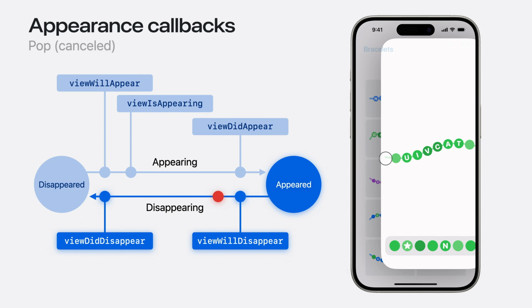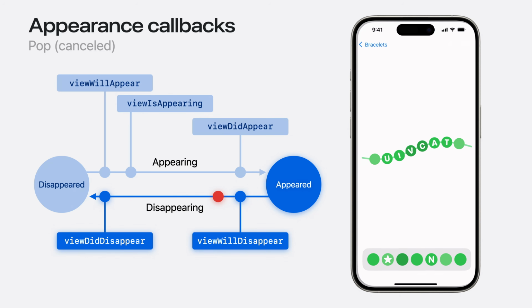If I only drag a little and hold, the editor moves to the disappearing state when the pop transition starts. Then if I lift my finger such that the pop is canceled, the animation runs to completion. But then at the end, the view controller moves straight to the appearing state. And finally, the appeared state in one turn of the run loop. Okay, so that covers callback timings in the existing transition scenarios.